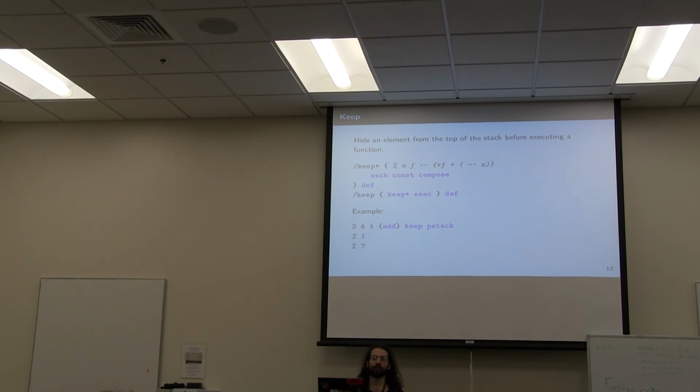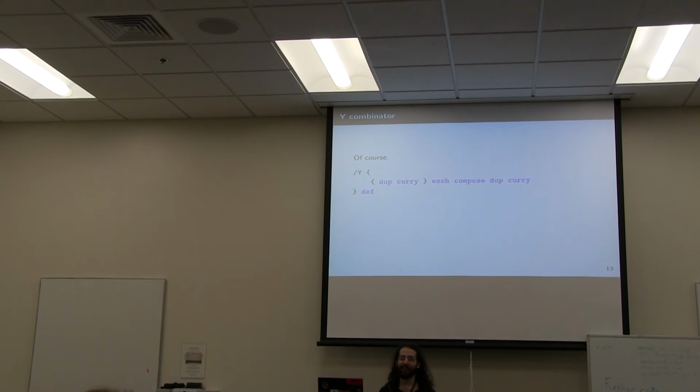And of course, no discussion of combinators would be complete without the Y combinator. If you have seen the usual lambda form of the Y combinator that everybody's familiar with, it's something like lambda f dot lambda x dot f of xx applied to f of xx, which is in fact exactly what this definition is, just written weirdly.